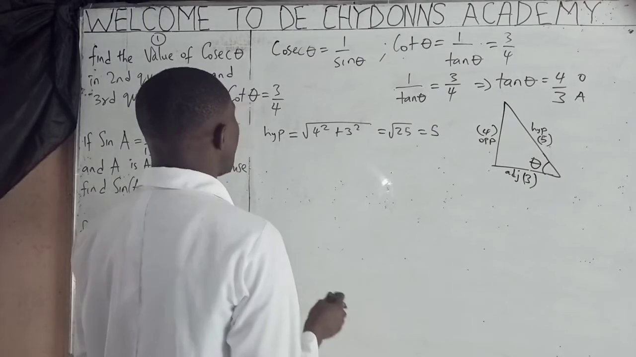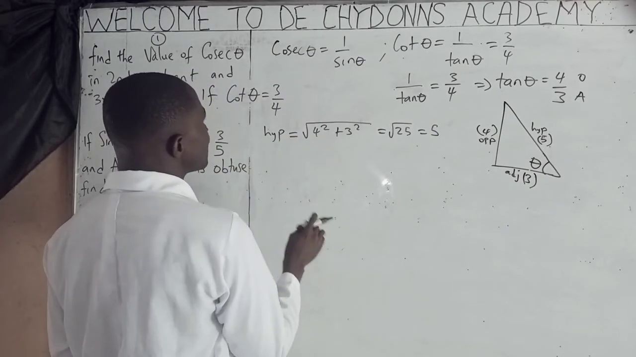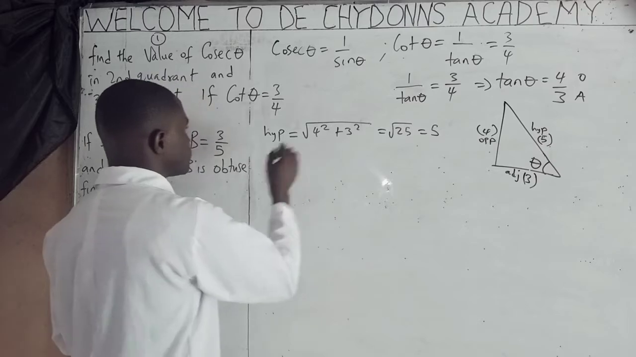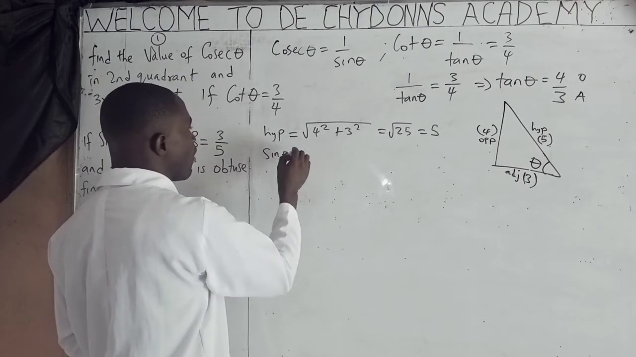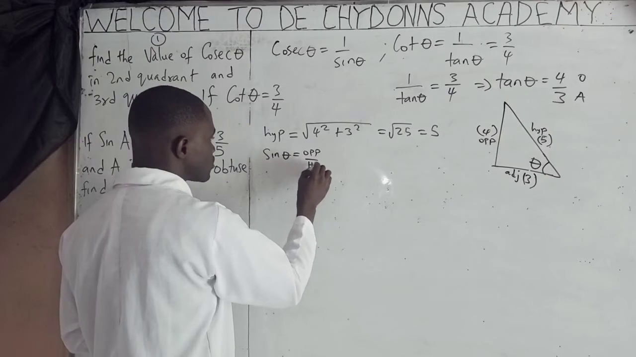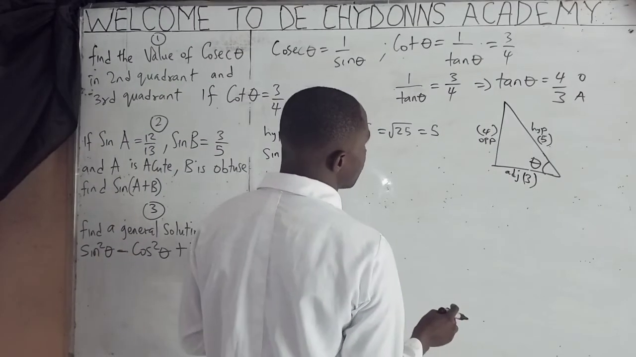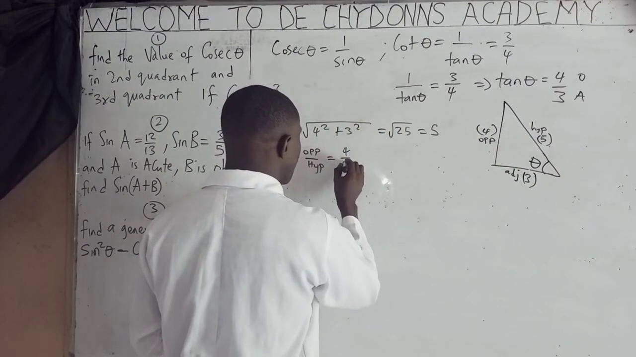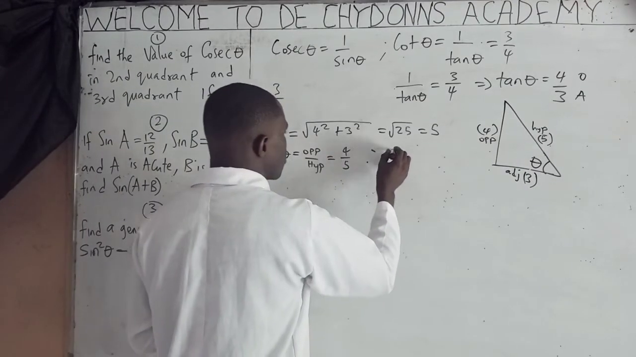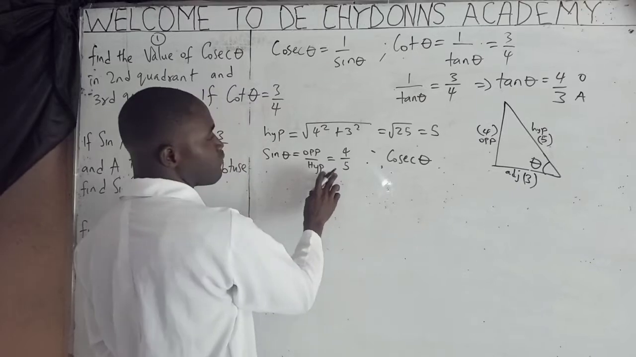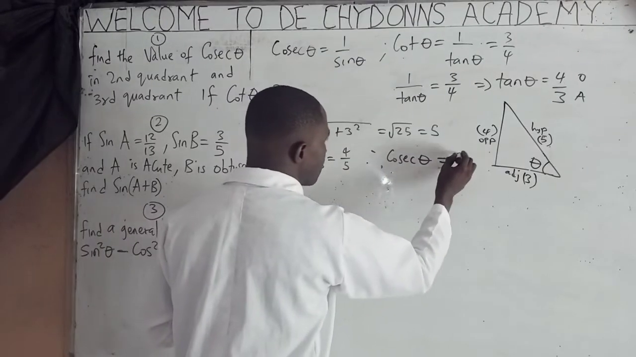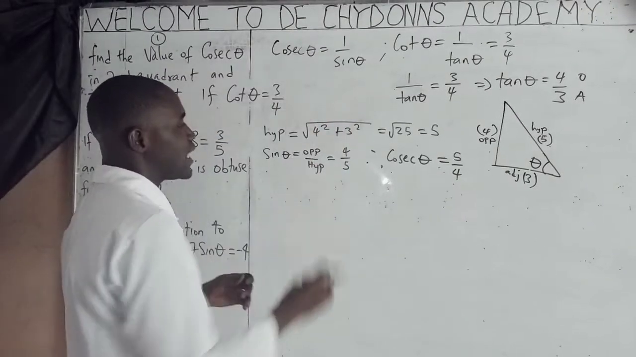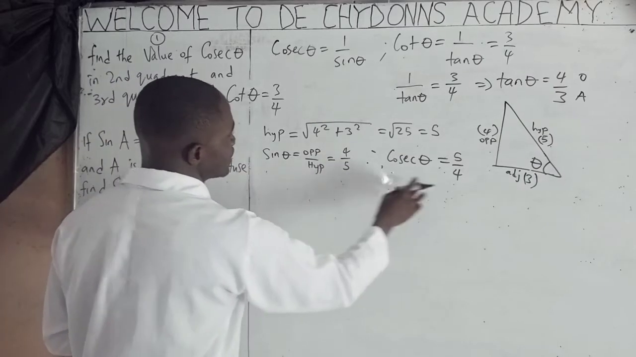Then, if you are looking for cosec theta, get what sin theta will give you and invert it. Now, sin theta will be equal to opposite over hypotenuse, which will give you 4/5. But cosec theta means inverse of sin theta, that will give you 5/4. So we have gotten sin theta to be 4/5, cosec theta will be 5/4.